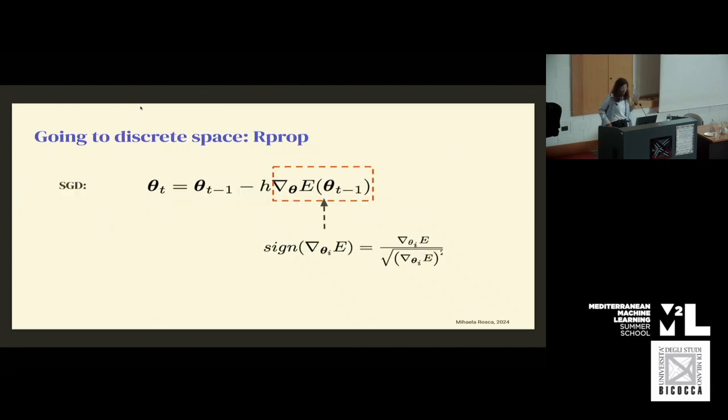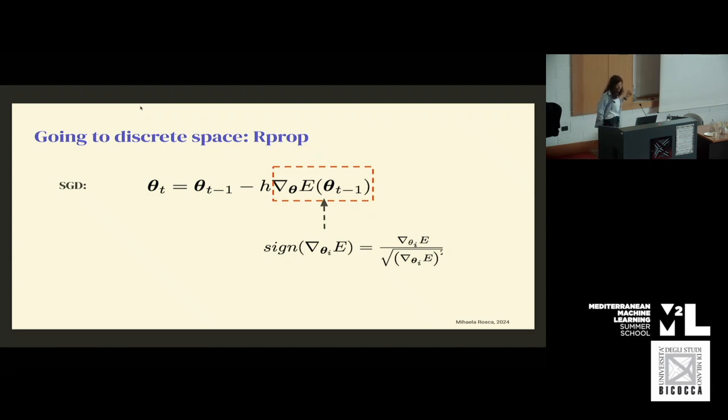So if you take this idea, you can derive Rprop, which replaces the gradient with the sign. And this is all good, but now you're quite sensitive to the learning rate, right? Because each parameter gets changed by a magnitude given by the learning rate, and only the sign is given by the gradient.